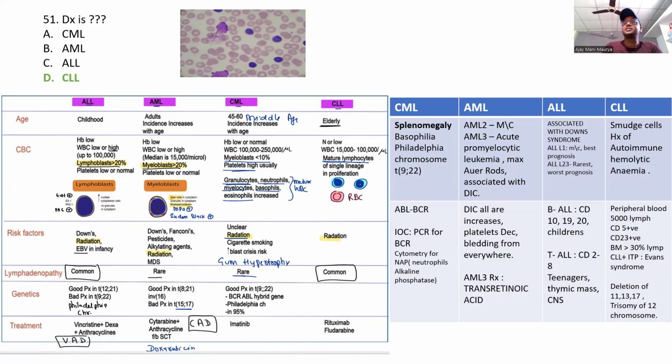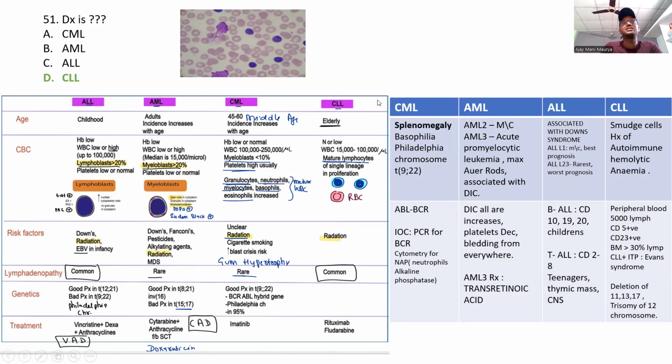ALL occurs in children. Everyone knows it is in children. See, by the age group itself, you have to diagnose the cases here. ALL is the most common in children. By just looking at the age, you can mark the answer as ALL. Now in ALL, we have two types: B-ALL and T-ALL. B-ALL for children, T-ALL for teenagers. Symptoms like thymic mass and CNS symptoms.